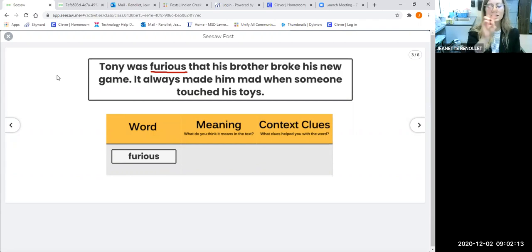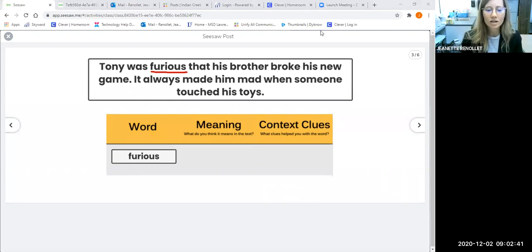I'm going to read it a second time. You are looking at the text, looking at the word we have underlined, and thinking about what this word probably means. Tony was furious that his brother broke his new game. It always made him mad when someone touched his toys.